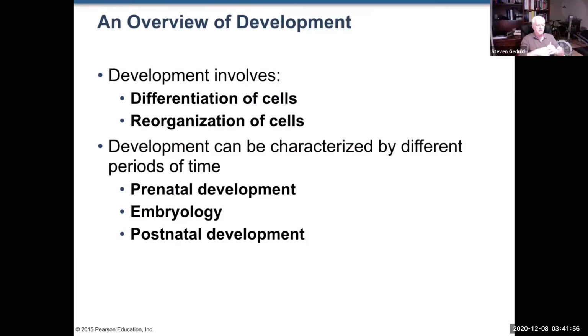Development embryology includes differentiation of cells once you start from an egg, and then a reorganization into specific tissues and into the human body. Development can be characterized by different periods of time. You have prenatal development, embryology development, and postnatal development.